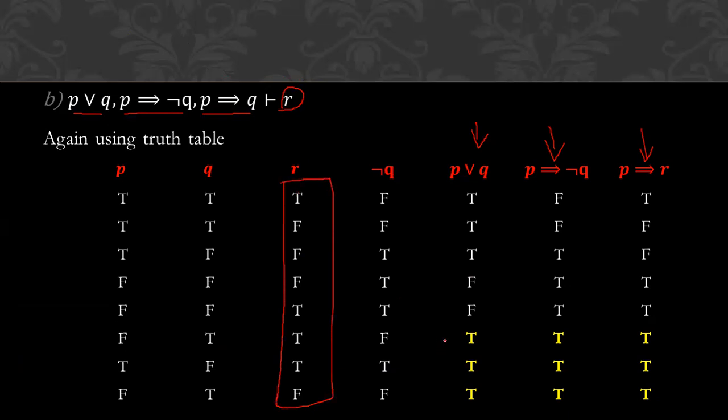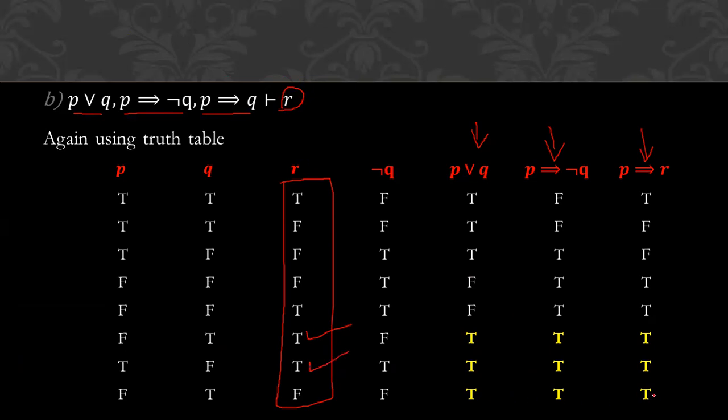Therefore, the critical rows for this one could be where the three premises are true at the same time here, and over this row the conclusion, that is R, is also true. That is this one. The second critical row is this one, simply the seventh row of this table, so that here the conclusion R is also true.